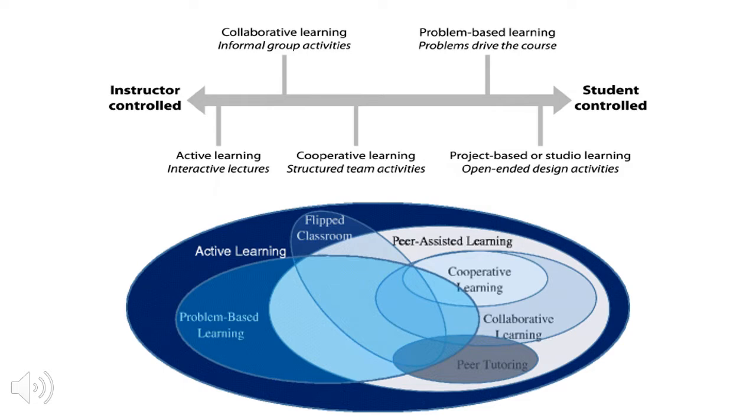If you look at the Venn diagram at the bottom of the slide, it shows the overlapping of all the teaching and learning strategies. You can see that active learning is more general, whereas cooperative learning, flipped classroom and problem-based learning are more specific. So in other words, people can say flipped classroom is one example of active learning. Problem-based learning is also one example of active learning. But the other way around, you can't say that active learning is problem-based learning.